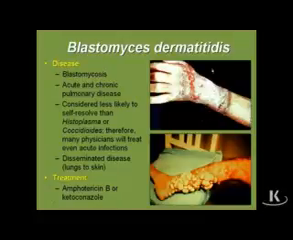So dermatitidis, we're disseminating to the skin in both of these cases. Okay? So Blastomyces dermatitidis is going to disseminate to the skin. The other two typically will disseminate to mucocutaneous lesions. And again, we're going to treat Blastomyces with amphotericin B.